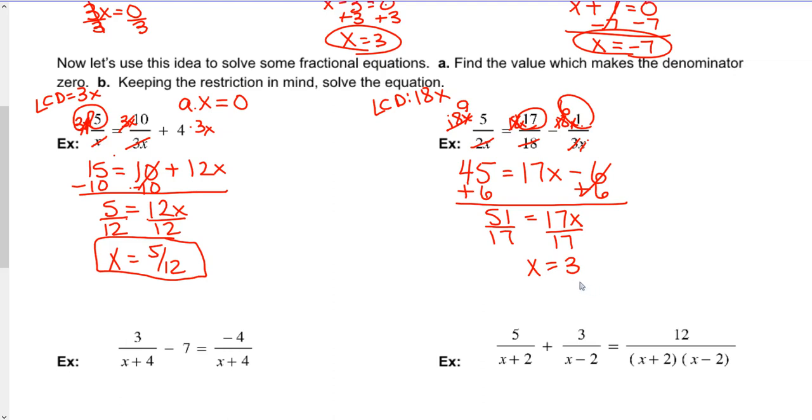Now, we forgot to do part A up here. What makes each one of these denominators 0? Well, what number times 2 is 0? It's 0. This will never equal 0, so I don't have to restrict anything out. What number times 3 is 0? So on part A here, x equaling 0 would be the number we need to restrict. We did not get x equaling 0 for an answer. Therefore, this would be my answer. x equaling 3 is my final answer there.